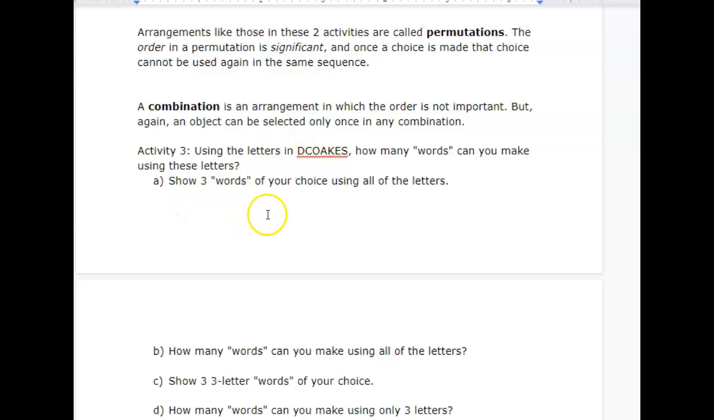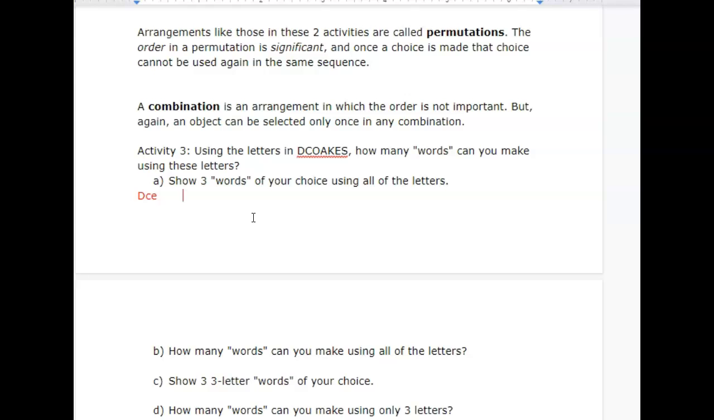So, make 3-letter words of your choice using the letters. What I'm saying here is that I'm going to make up a word. I'm going to pick any 3 letters in DC Oaks that I want. So D, C, and E. If you choose the same D, C, E, we can't do it again. So it's like one of us wins and one of us doesn't.